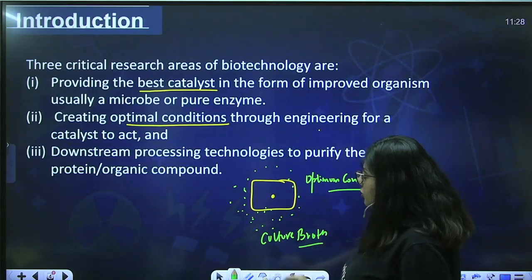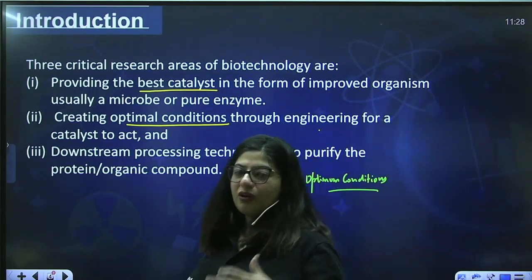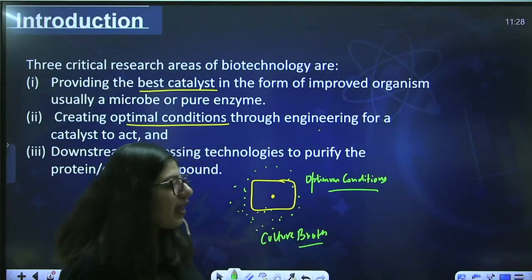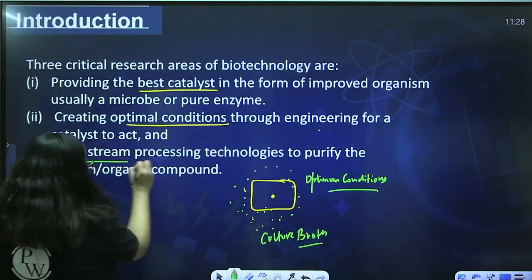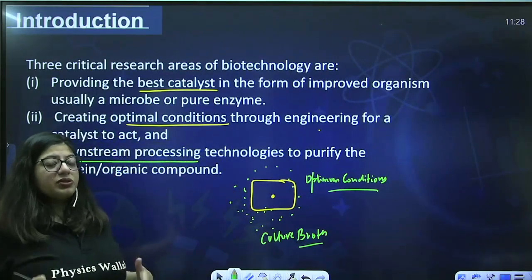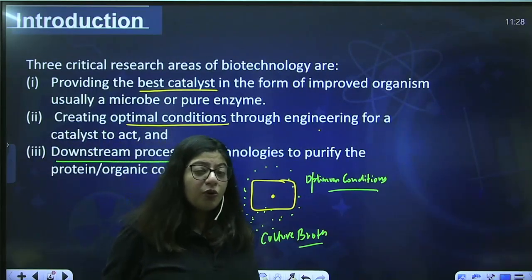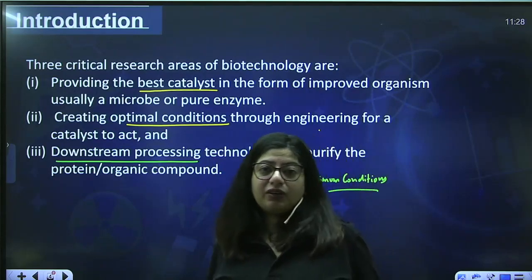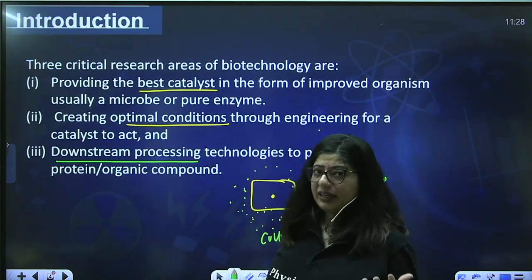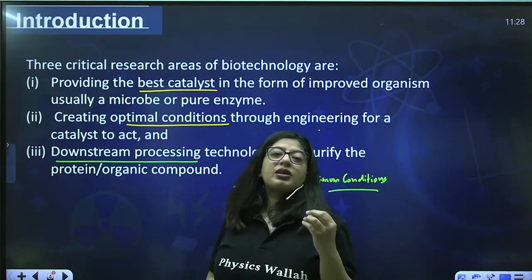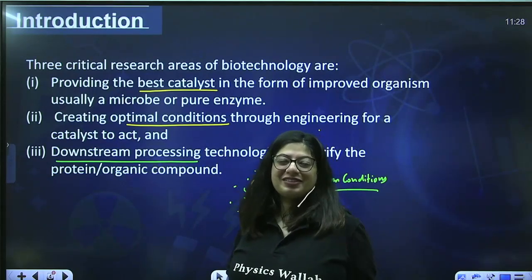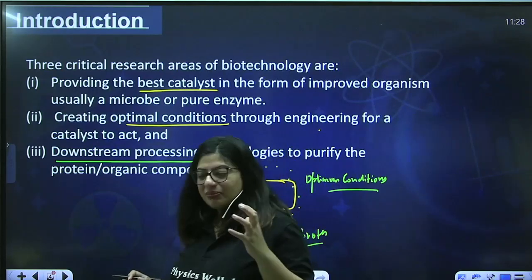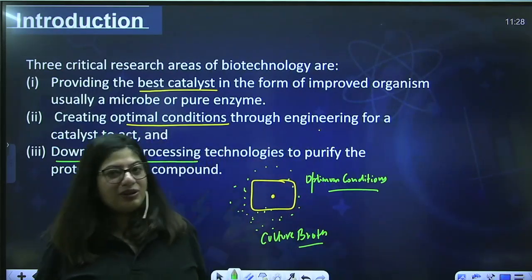Now in that culture broth, you have to identify your product, you have to take it out, you have to isolate the product, and there comes the downstream processing. Still, we can produce a lot of product, but we don't know how to isolate them. So this is another challenge in biotechnology, that we don't have a lot of techniques to isolate the products in the pure form. So that's the third research area. If these three codes are cracked, there can be more boom in biotechnology.